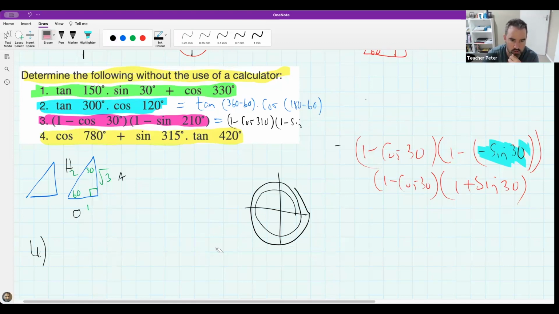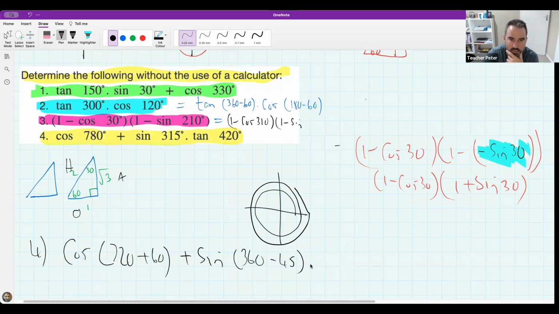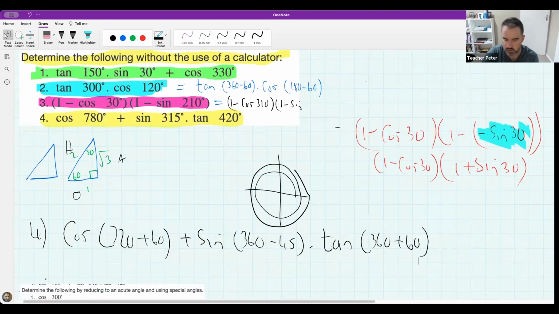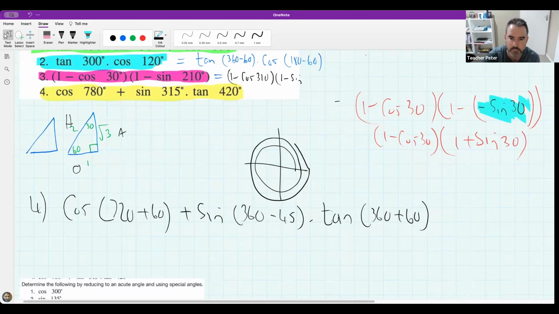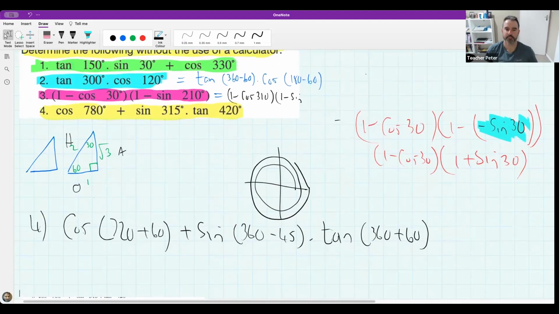So let me just do that. You would write this as cos of 720 plus 60 plus sine of 360 minus 45 times, now the 420, that's going to be 360 plus 60. So that's how you have to write it out, but you still need to evaluate it for me. So put your final answer in the chat when you're done simplifying this.